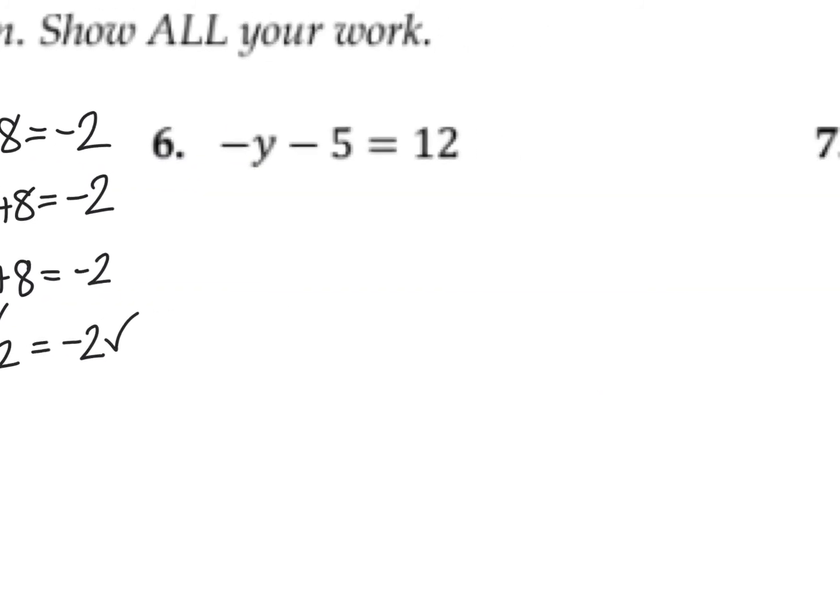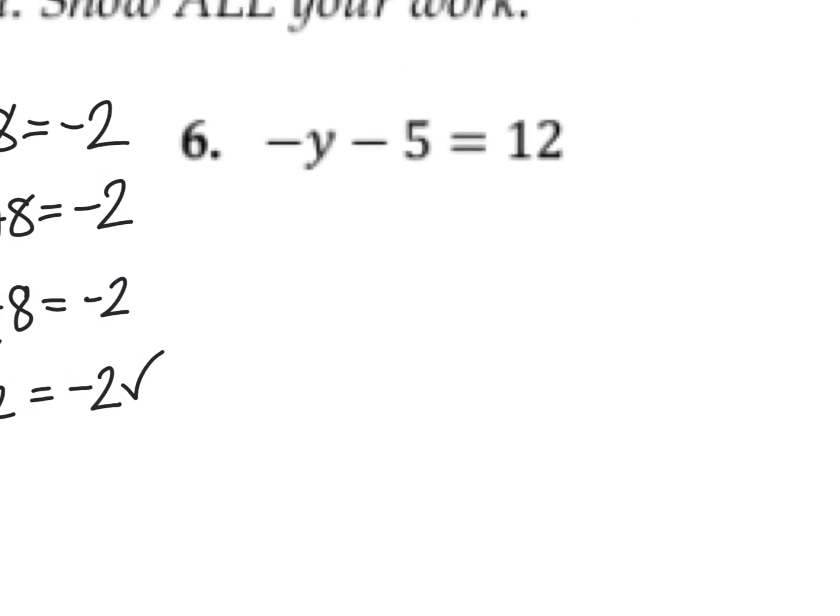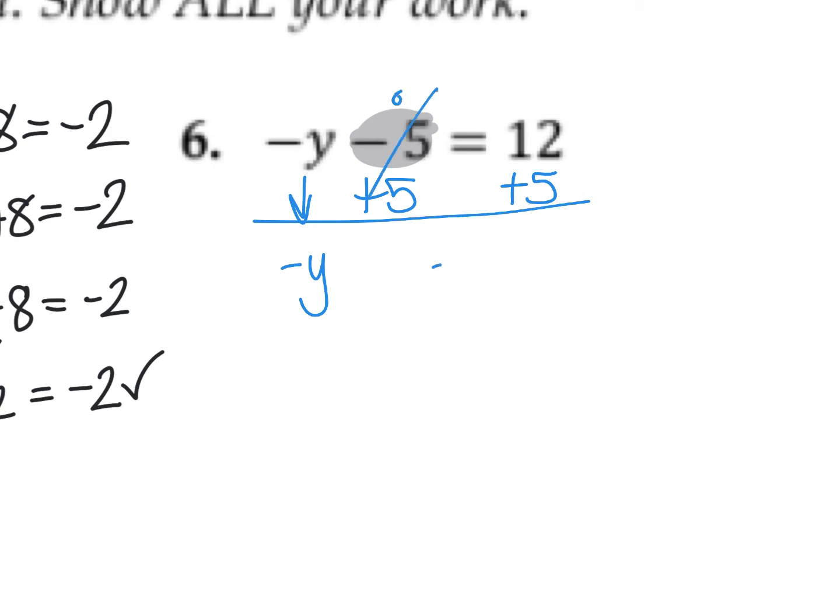All right, number 6. We've got y minus 5, -y minus 5 equals 12. I'm going to start with the plain number here, -5. Opposite of -5 is +5. So I'm going to add 5 to both sides. Bring down the -y. -5 plus 5 is 0, so that's gone. And then 12 plus 5 is 17.